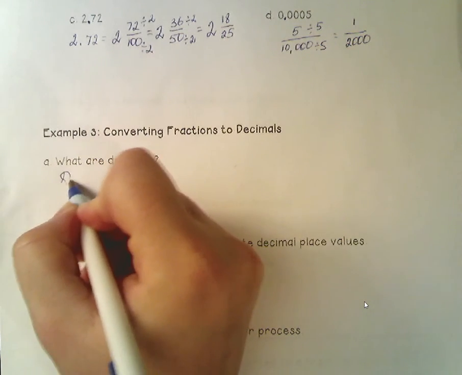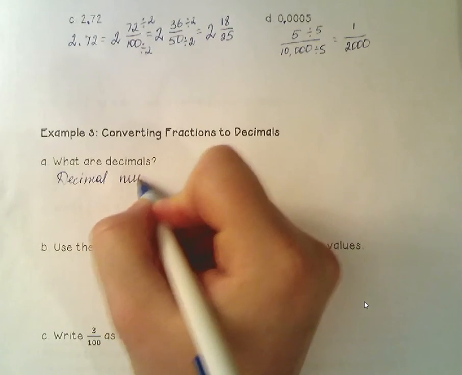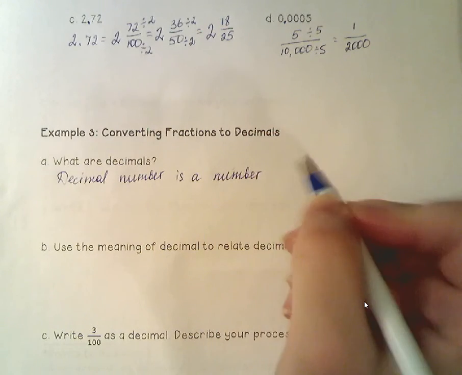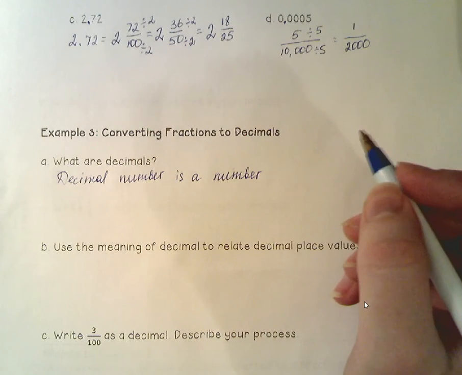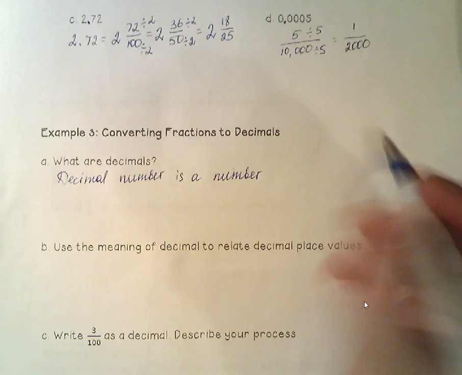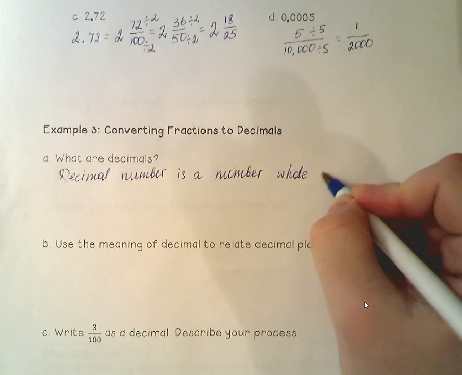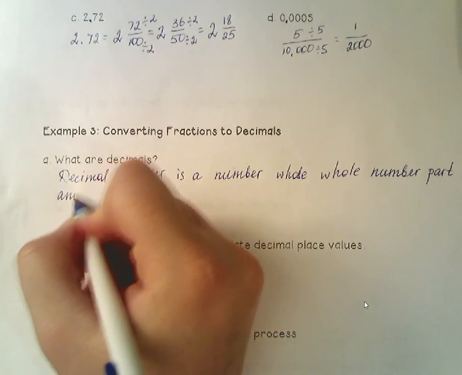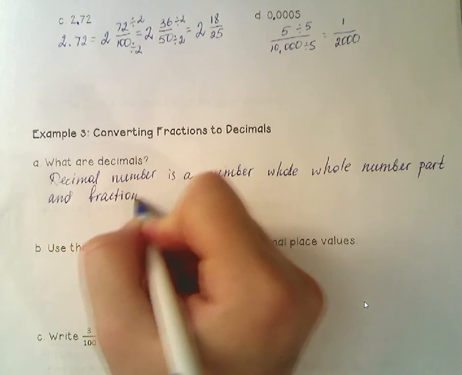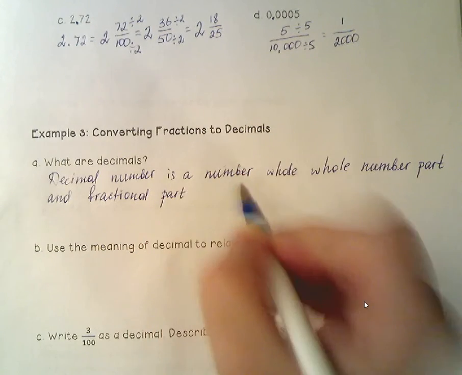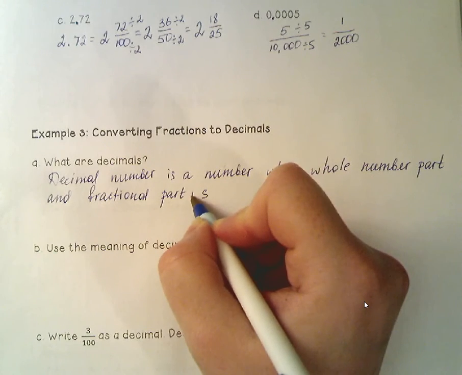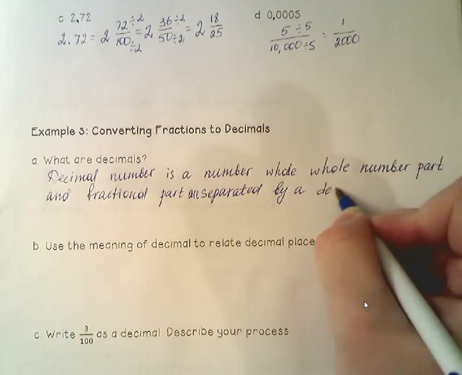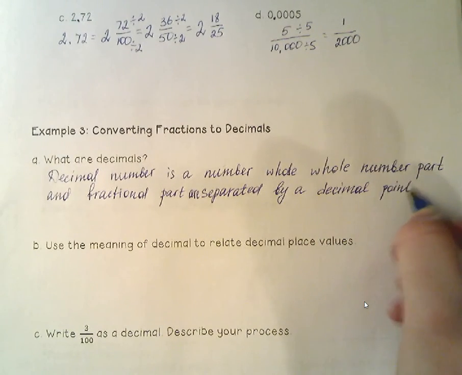Decimals, or decimal numbers, are numbers whose whole number part and fractional part are separated by a decimal point.